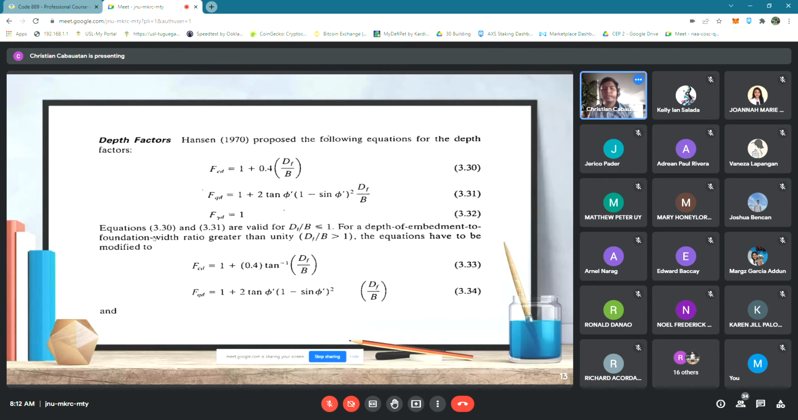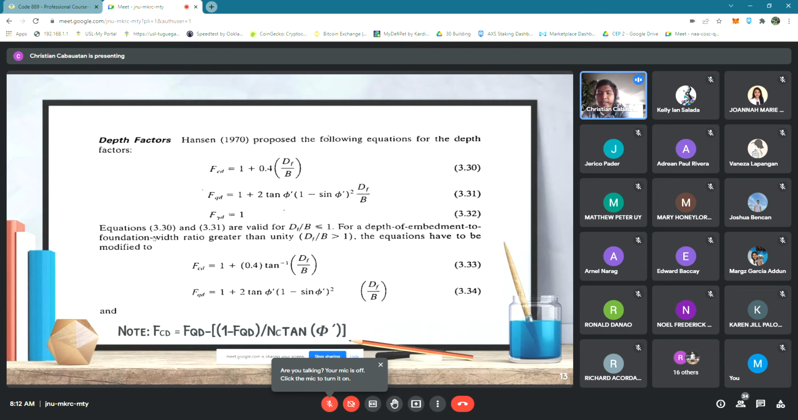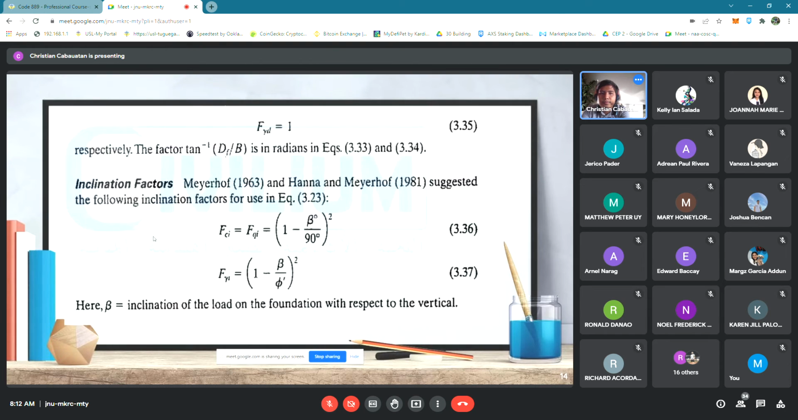So sometimes we use this. And take note that FCD can be derived by using FQD, wherein FCD is equal to FQD minus the quantity 1 minus FQD divided by NC tan phi. We would be using that later. And also FYD is equal to 1.